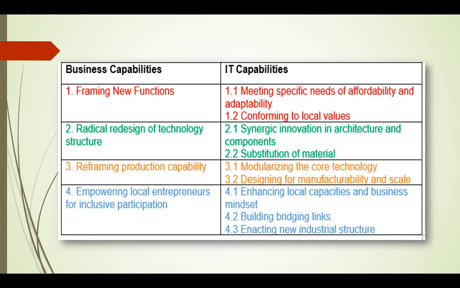So point 3 is reframing production capability, which consists of the processes adopted to redefine production techniques that fit both the technical structure of technology and the local resource aspect. The IT capabilities 3.1, which is modularizing core technology and designing for manufacturability and scale, both link to the reframing production capability. The solar companies incorporate modularity in the architecture of the system to simplify the production process.